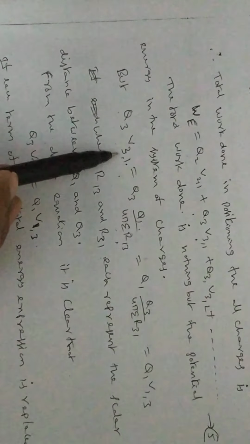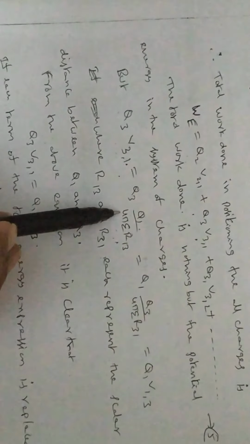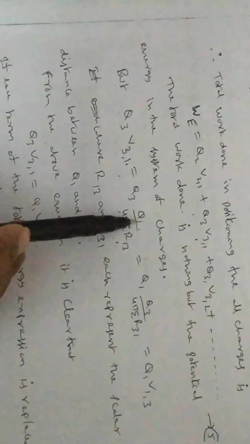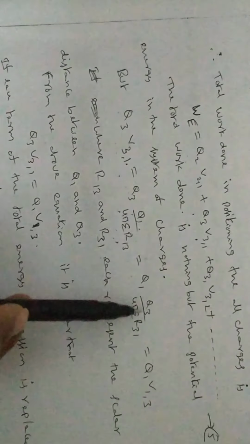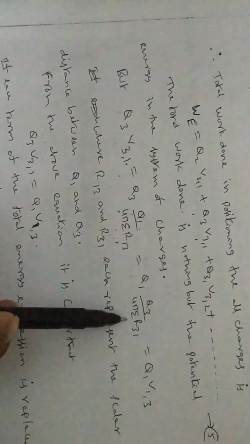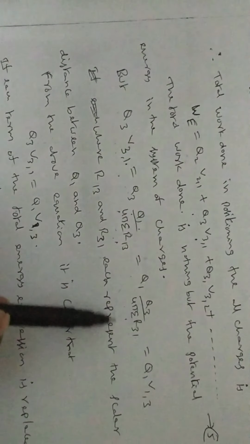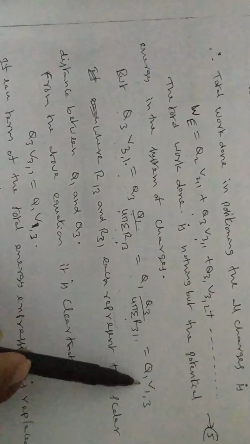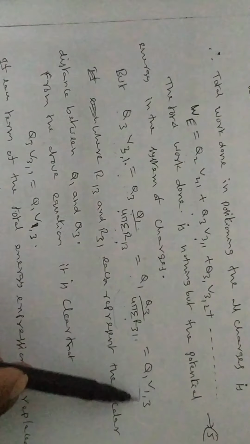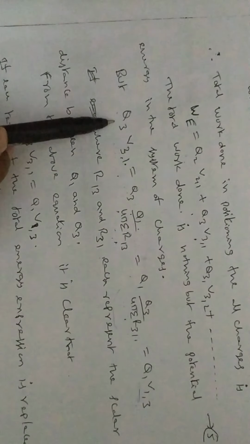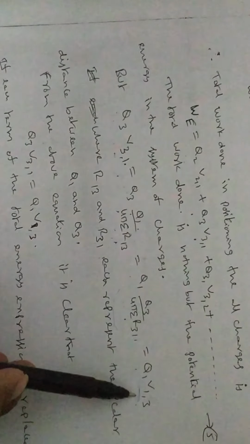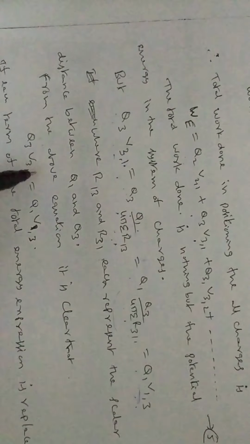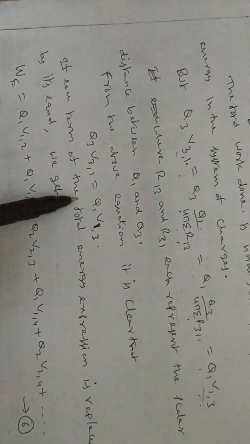Q1 divided by 4 pi epsilon r, the distance between the 2 point charges. What are the 2 point charges? 3 and 1, r31. The same thing we can rewrite, moving this Q1 here and Q3 here, as Q1 Q3 divided by 4 pi epsilon r31. So Q3 divided by 4 pi epsilon r31 can be considered as the potential between point 1 and point 3. That means Q3 V31 can be written as Q1 V13, both are the same. So like this we can analyze the other terms also.